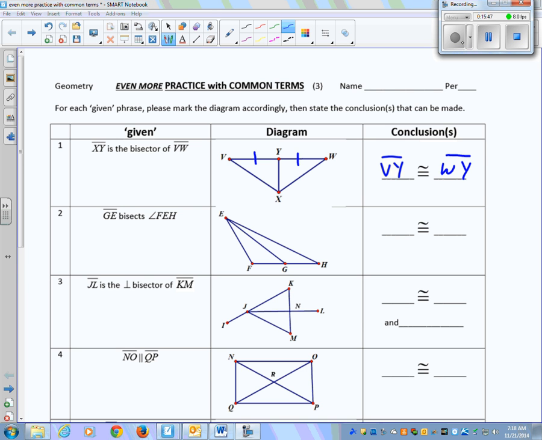Okay, and number 2, GE bisects angle FEH. So angle FEH is this big angle. If GE is bisecting the angle, we mark 2 angles congruent. It's got to be angle FEG congruent to angle HEG.